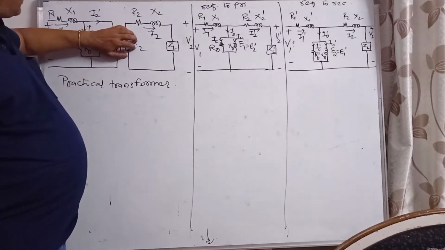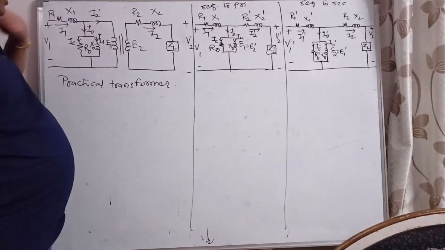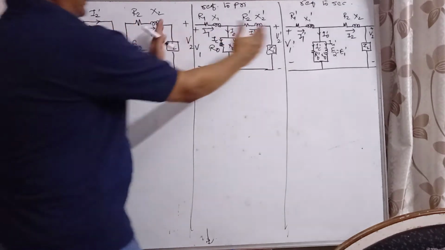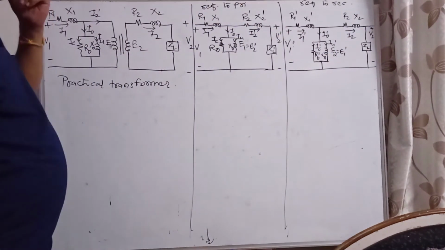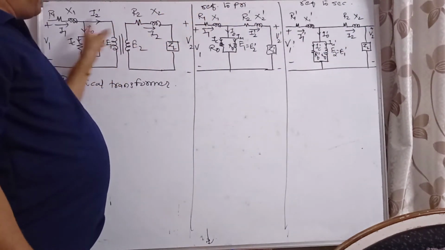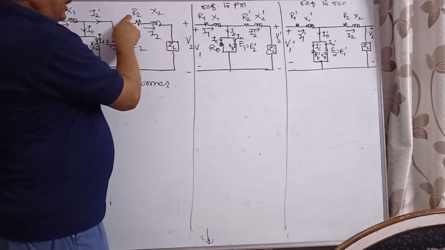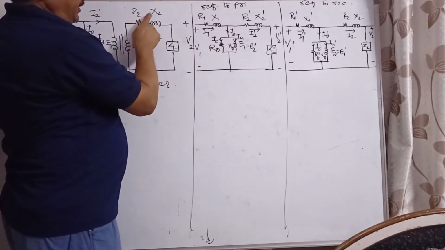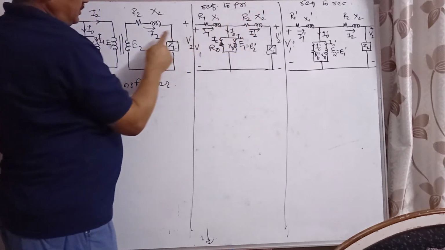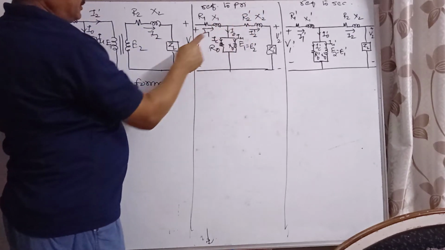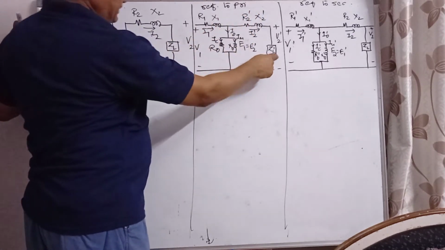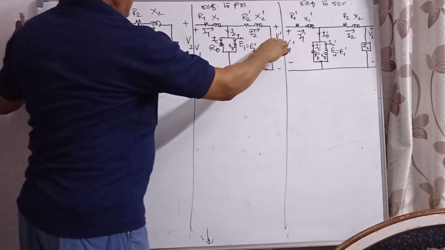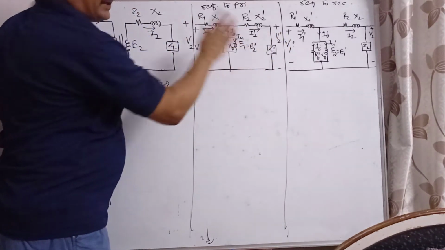So I have removed this and this is connected to this side. Both are connected. Now I am transferring secondary to primary. So I have replaced R2 by R2 dash, X2 by X2 dash, I2 by I2 dash, ZL by ZL dash, V2 by V2 dash and E2 by E2 dash.